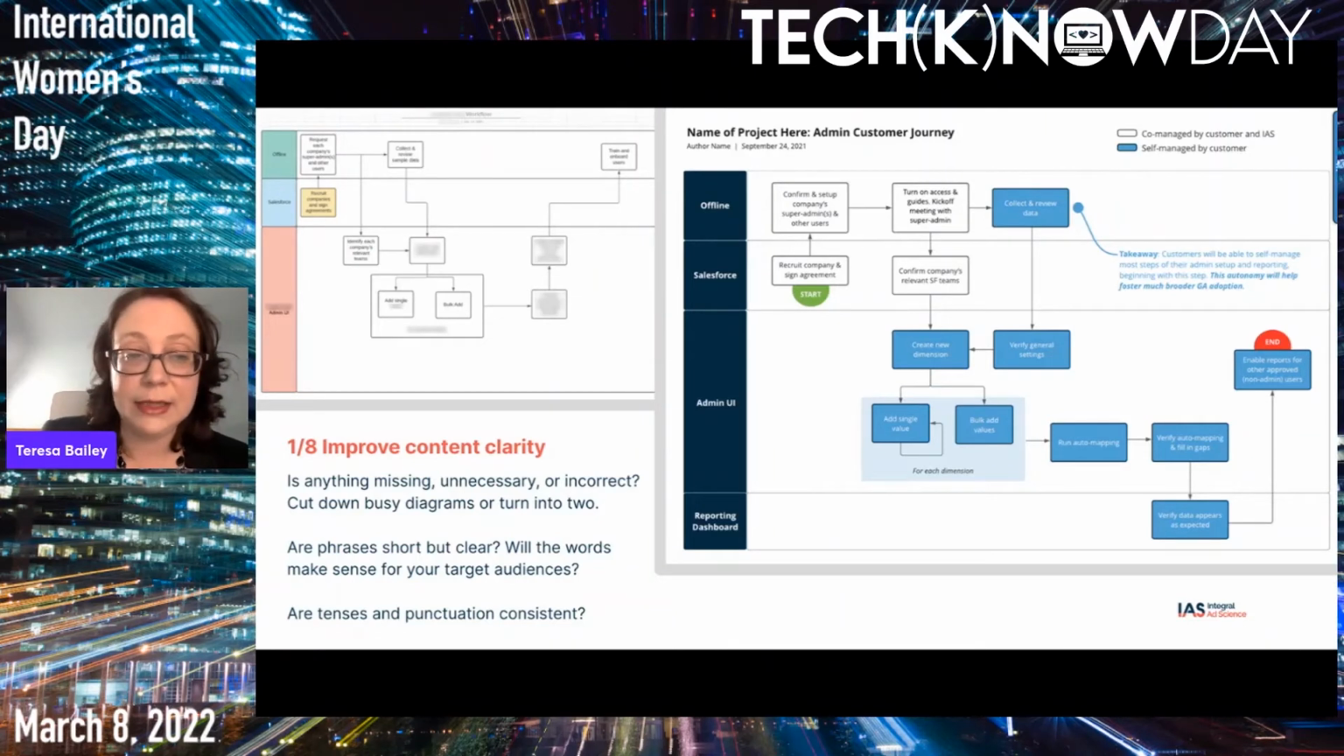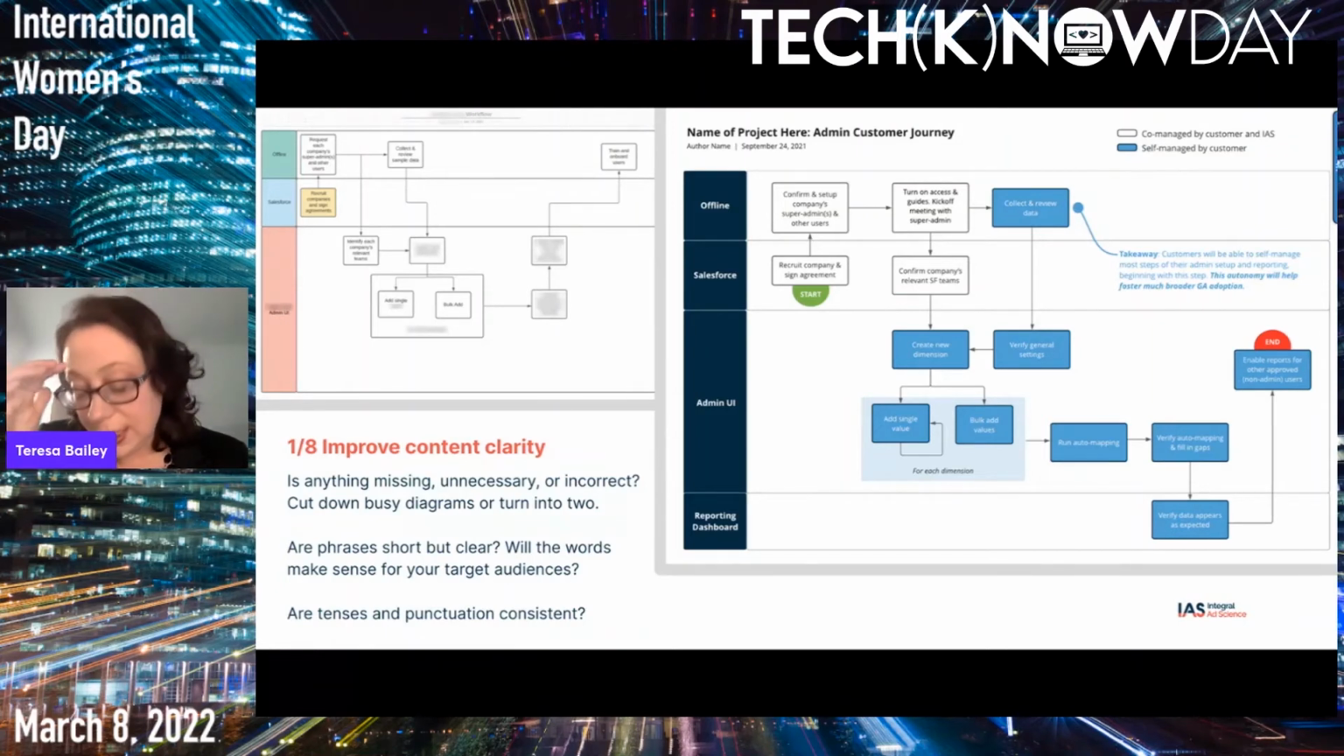Can't forget that step. Also, think about short and clear phrases. When you have a diagram and it doesn't have many words on it, all the words are important. So do little things, and this is stuff you can do right from the beginning when you write it. Notice how I start them all out with a verb: confirm and set up, recruit, collect, create, verify, add bulk, run, enable. And then whatever you're doing, the noun you're doing that with. That helps the person reading it read them more quickly. It's a really simple thing that you can do.